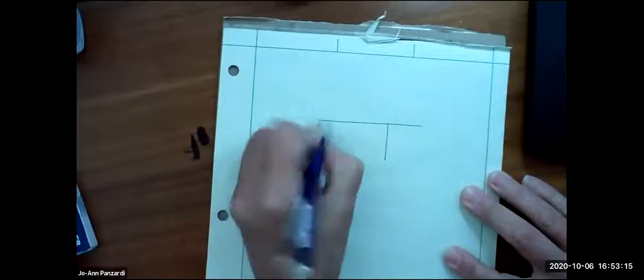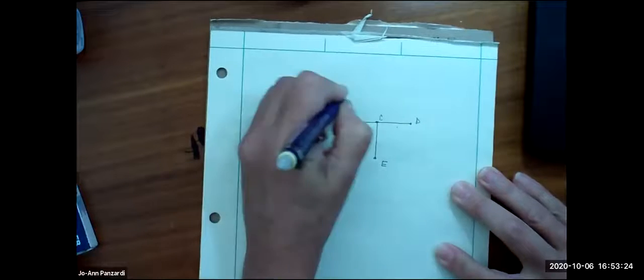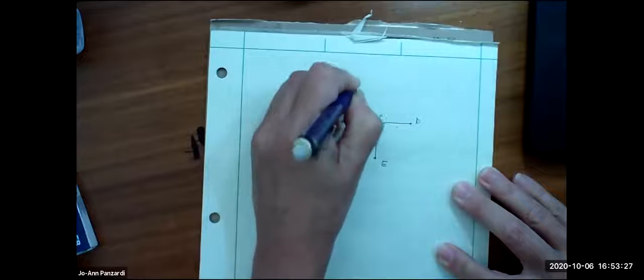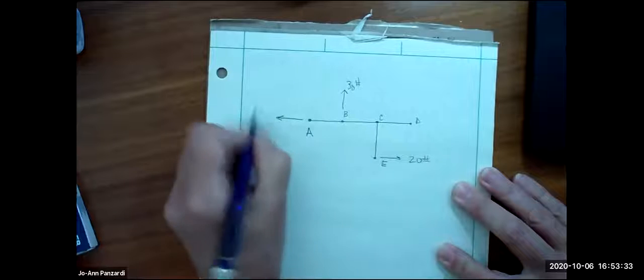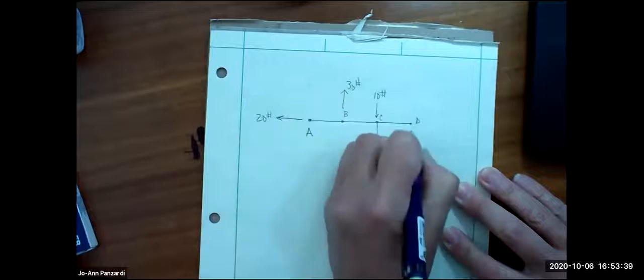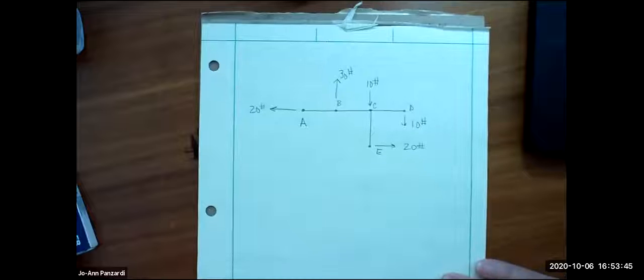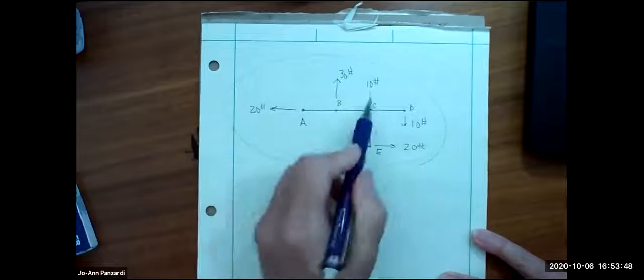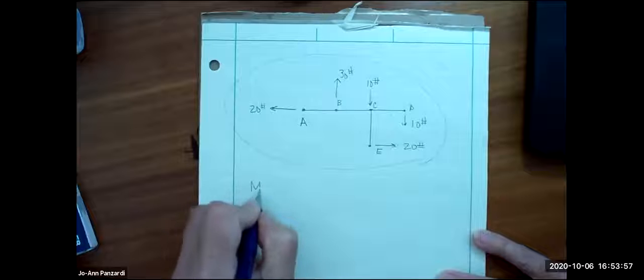So let's say we have a problem where we have a bracket. We're trying to find the moment about A, B, C, D, E. And we have a 30 pound force here, a 20 pound here, a 20 pound here, a 10 pound here, and another 10 pound here. So everybody take a look at the problem. Right now we have 1, 2, 3, 4, 5 forces. It's going to take us a long time to figure out the moment about a point. Let's say I want to know the moment about point A.